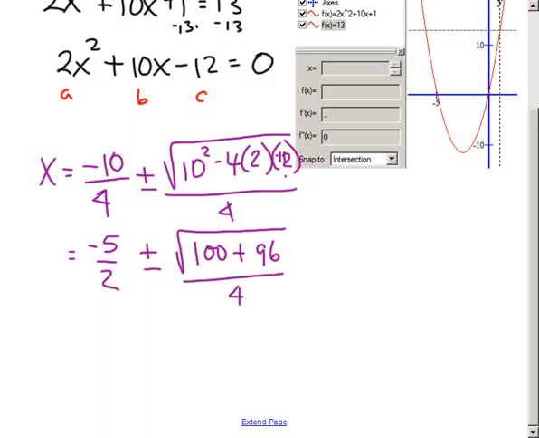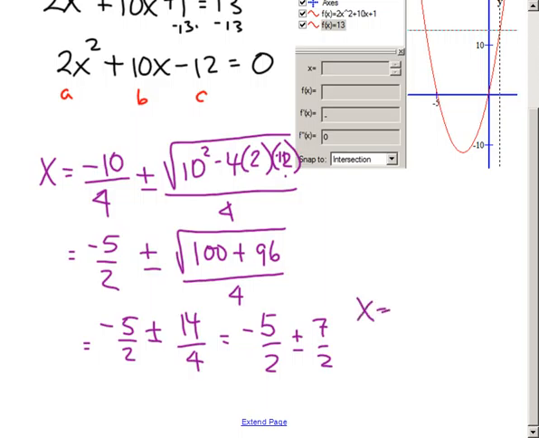all over 4. Well, negative 5 halves plus or minus a square root of 196 is 14. Well, that's convenient, because 14 over 4 is, well, we need the negative 5 halves, plus or minus 14 over 4 is 7 halves, and as we found out earlier in the other video, that means my x can be two values.